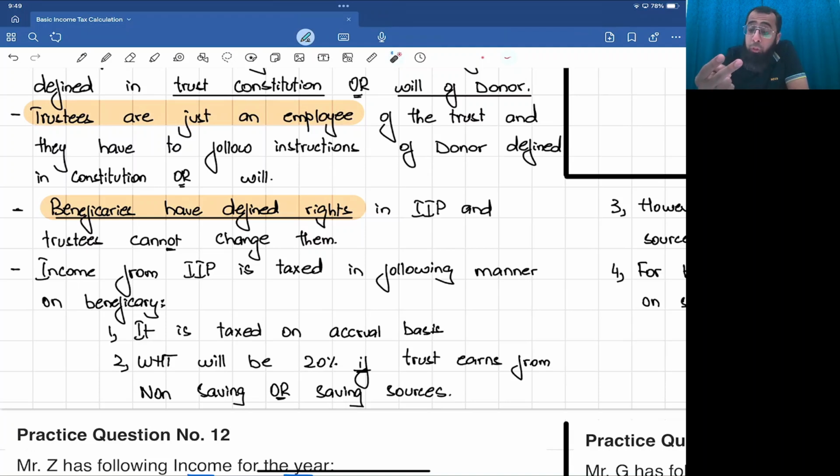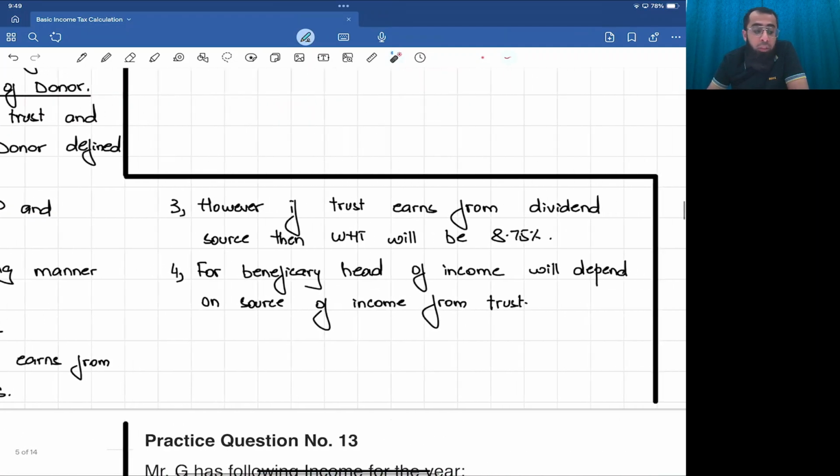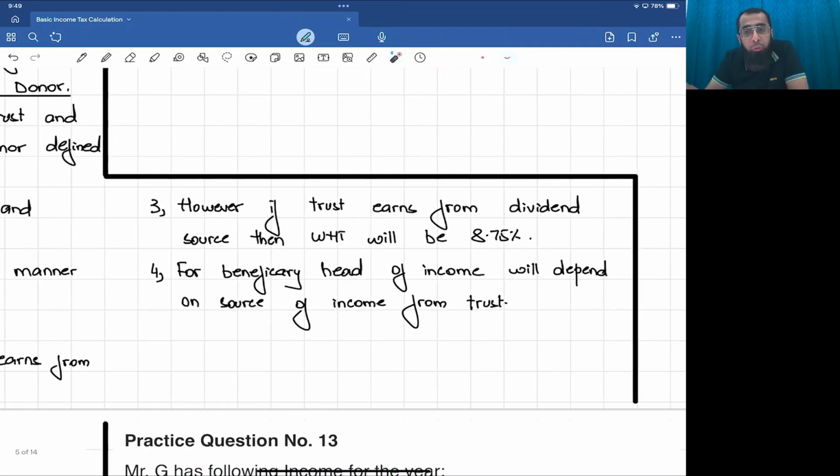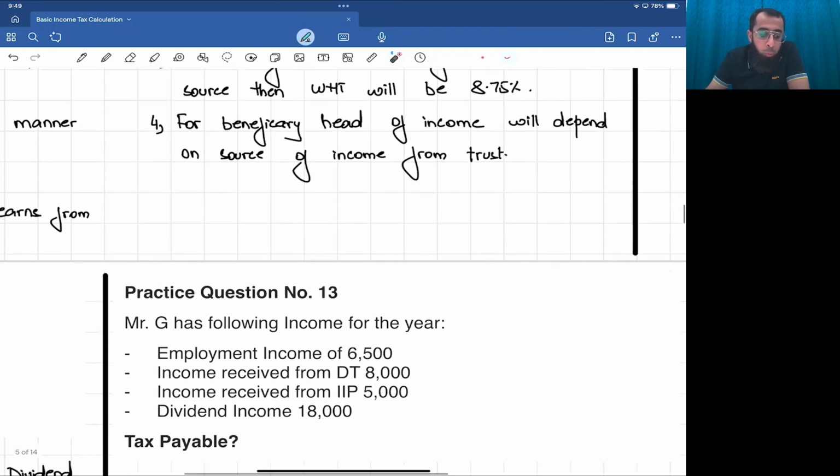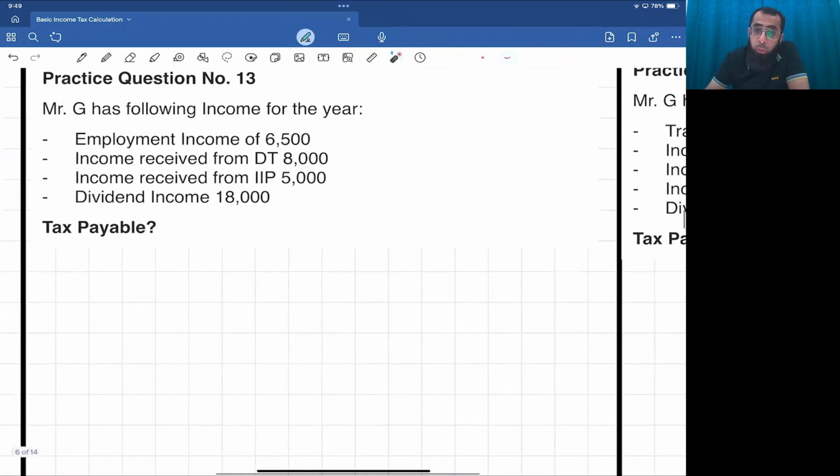Withholding tax is 20% if the trust earns from non-saving or saving sources. Non-saving source means trade, property income, things like that. The non-saving column. If the trust earns from interest income, like it has bank deposits, it will be regarded as a saving source for the beneficiary also. And if the trust earns from dividends, like a portfolio of shares, then for the beneficiary also it will be considered as a dividend income with 8.75% withhold.